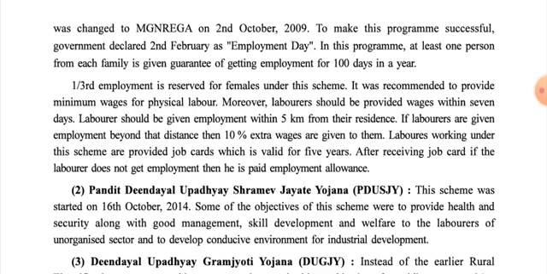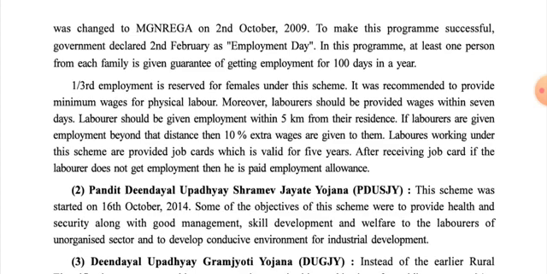If laborers are given employment beyond that distance, then 10% extra wages are given to them. Sometimes it may happen that in a particular area a greater number of laborers are residing, and the government has to compulsorily give them employment, and in that case they have to move to a workplace which is far from their hometown, or we can say from their home. So in that case, the government will provide 10% more wages to them so that they can commute very easily.